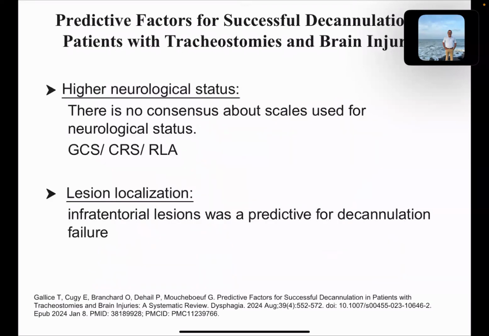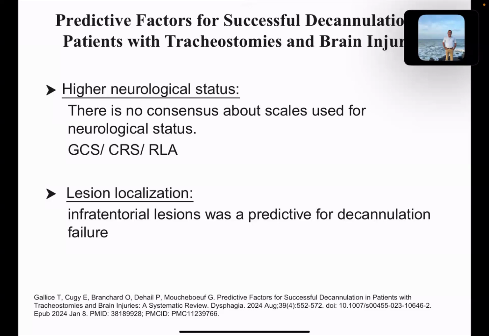Now, what are the predictive factors of successful decannulation in patients with trauma and brain injury who have a tracheostomy? One important factor is a higher neurological status. We all know if the patient's GCS is better or CRS is better, then there is more chance he can be decannulated. But there is no consensus about which scale to use for neurological status. A lot of studies have used GCS. Some have used CRS or RLA.